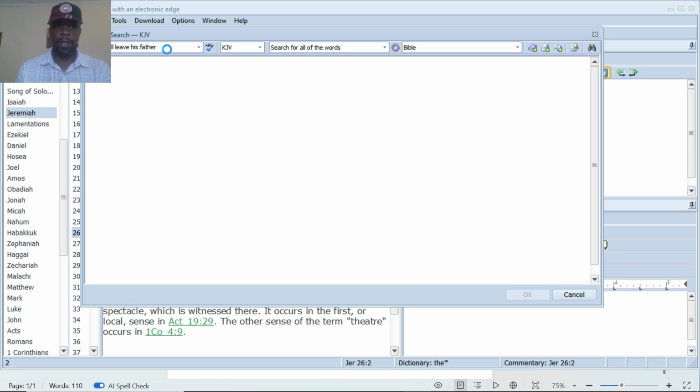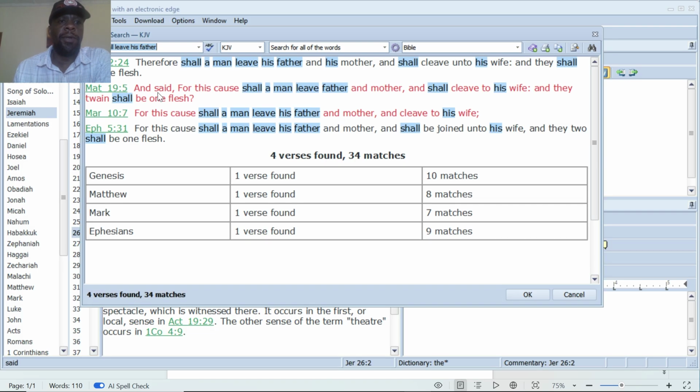So this verse, in fact, there are 4 verses that have this kind of same phraseology here. A man shall leave his father and his mother. The first one we come across is Genesis 2:24, and it says, therefore shall a man leave his father and his mother, and shall cleave. This word cleave means to be united. I think it's got 2 meanings. Sometimes it can mean to split, or it can mean to unite. Shall cleave unto his wife, and they shall be one flesh.